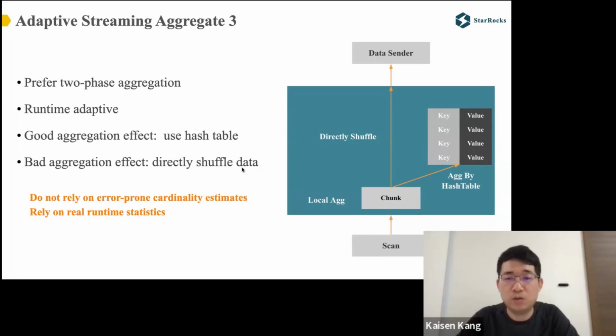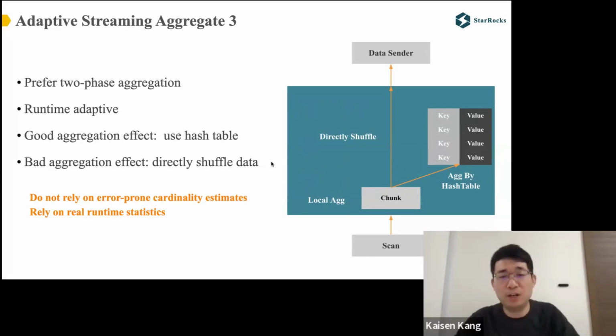As illustrated in the diagram, the principle of the StarRocks adaptive aggregation is as follows. In local aggregation, for each batch of data, assuming 1 million rows, StarRocks will first use a hash table to aggregate the data. When it finds there is no aggregation effect, it will no longer add the data into the hash table, but directly shuffle it to avoid the meaningless hash aggregation.